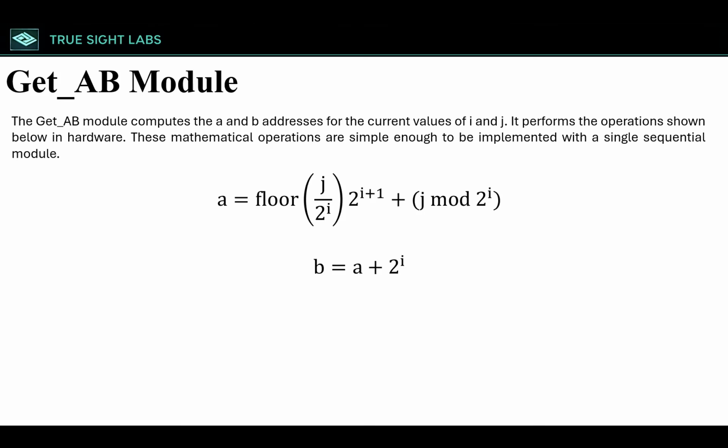The getAB module is another purely arithmetic block that calculates two numbers, A and B, for a given I and j using the formulas shown here. Since all of the operations involved are just shifts, additions, and modular arithmetic, this one is simple enough to be handled by a single sequential module.